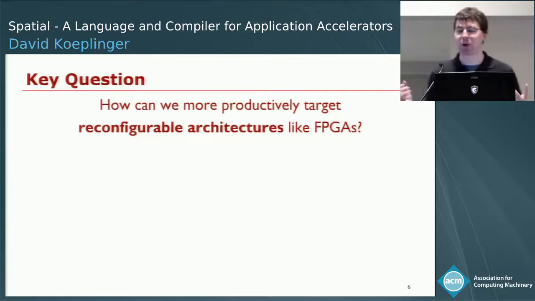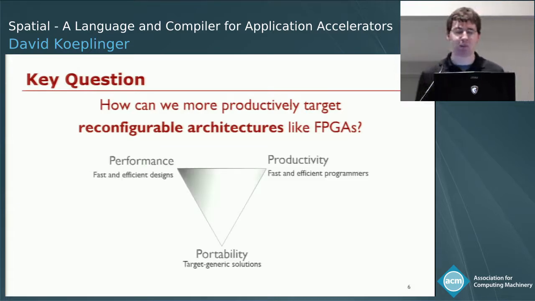So the key question that we wanted to answer in this work is how can we more productively target reconfigurable architectures like FPGAs when we're creating application accelerators to get better performance and better energy efficiency. So there's actually three characteristics that we really care about here. There's the performance that we're able to achieve with our design, so how fast and efficient are designs. There's the productivity, essentially how fast and efficient are our programmers. And there's the portability, how many different architectures can you target from a single source.